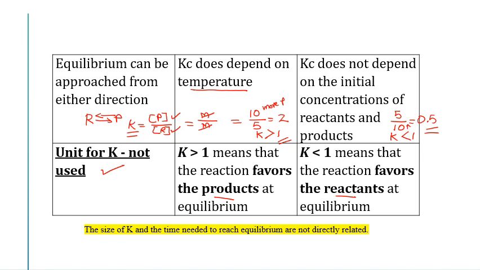Okay, so to remember that, what we can do is write the K value first. If it is greater than 1, look at which direction it is pointing. It is pointing towards the product side, right? And if K is less than 1, it is pointing towards the reactant side. If you think that makes it easy to remember, just go with that. That's a shortcut to remember.